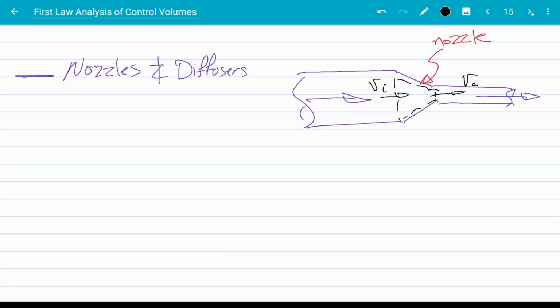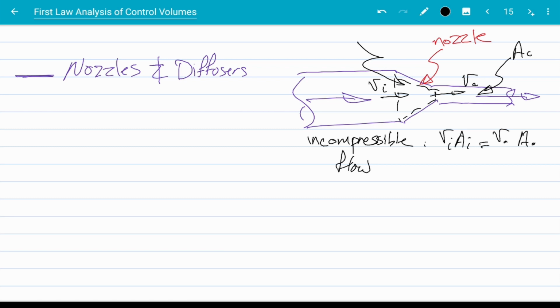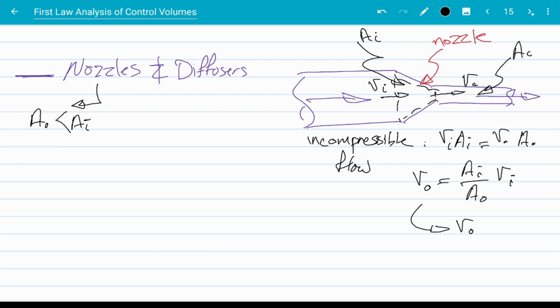Now, again, if you write down the conservation of mass, assuming that we are dealing with an incompressible flow, we end up with velocity entrance cross-section entrance is equal to velocity exit cross-section of the exit. Now, please pay attention that in a nozzle, the cross-section at the exit is smaller than the cross-section of the entrance. So the velocity at the exit, which is the ratio of cross-section of the entrance to the cross-section of the exit times the velocity at the entrance, will be significantly larger than the velocity at the entrance.